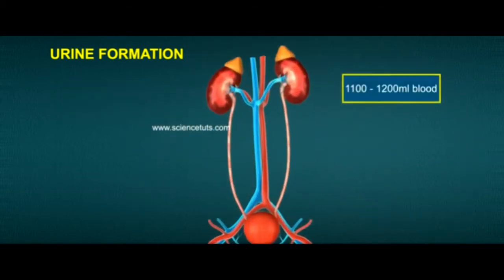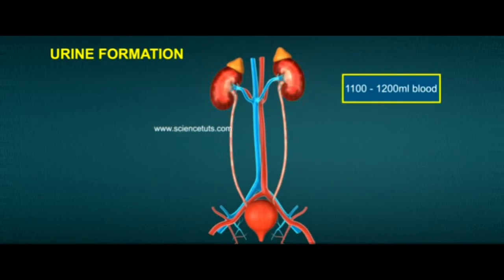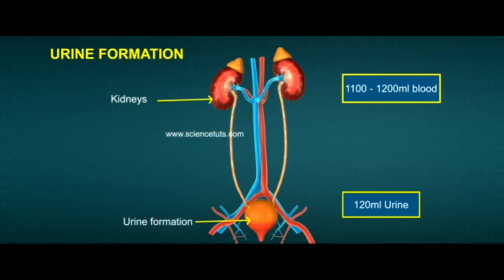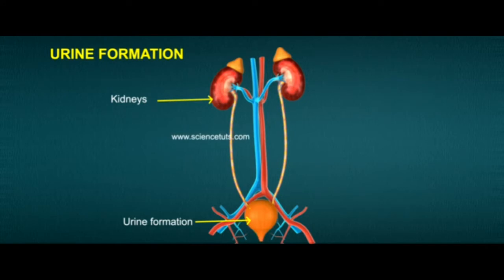On an average, 1100 to 1200 ml of blood is filtered by the kidneys per minute. Approximately 120 ml of filtrate is formed in the kidney per minute. In 24 hours, about 175 liters of filtrate is formed. However, all this is not excreted. Only 1 or 2 liters of urine is excreted and the rest of it is reabsorbed into the body.